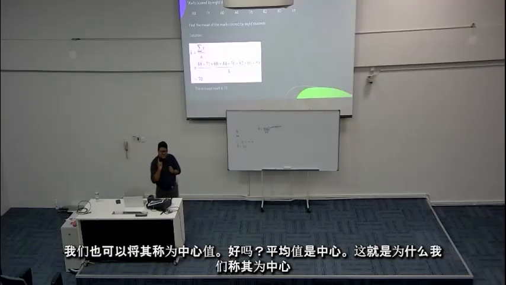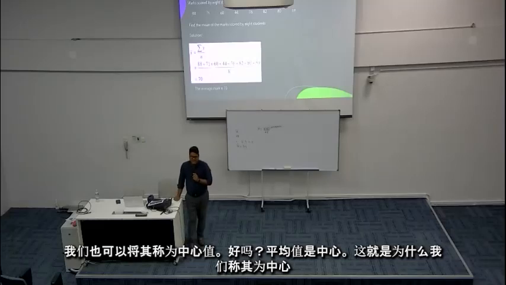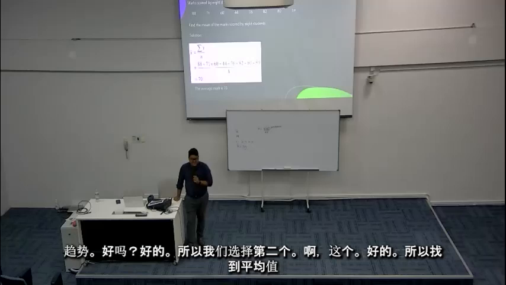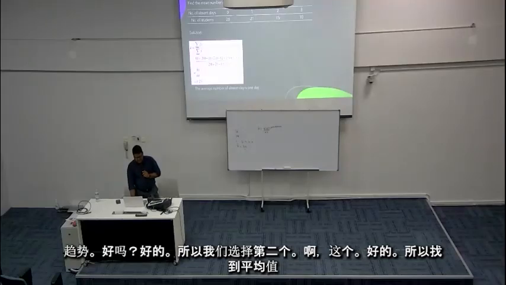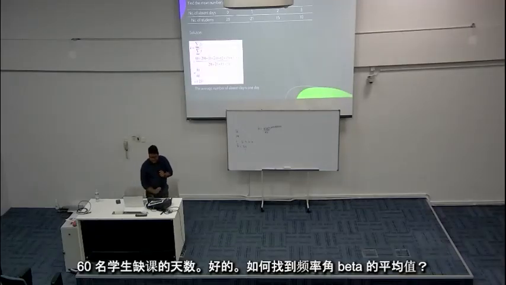So the mean here we can also refer to as the center value. The mean is the center. That is why we call it a central tendency. Alright, so we go with the second one. Find the mean for the absent days of the 66 students.